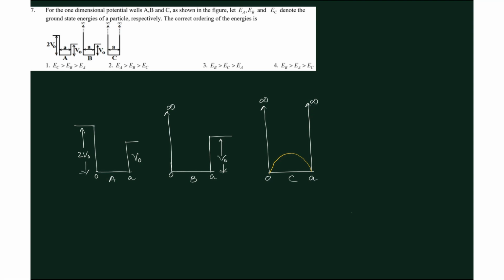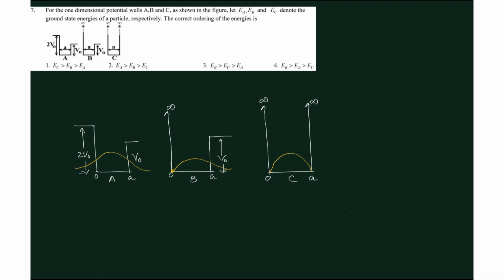If you consider B, this side is infinite height, that's why here is a node, but here there is a possibility of the particle coming out because of the finite potential height. That's why your wave function will be like this. And next, for the first one, A, on both sides we have finite potential, that's why the particle can cross the barrier, so this will be the possible case.